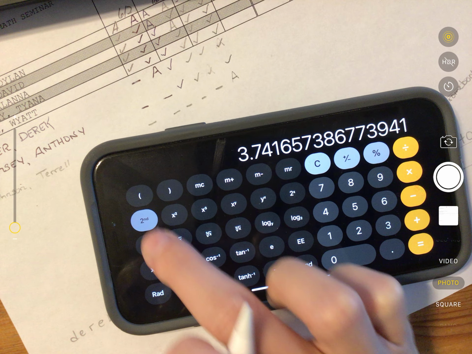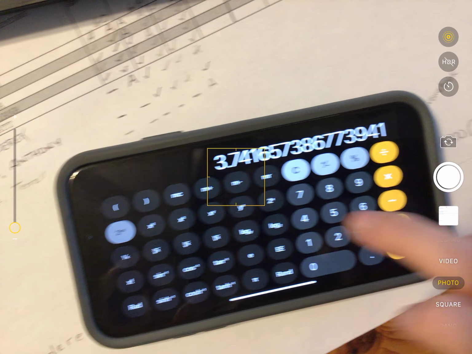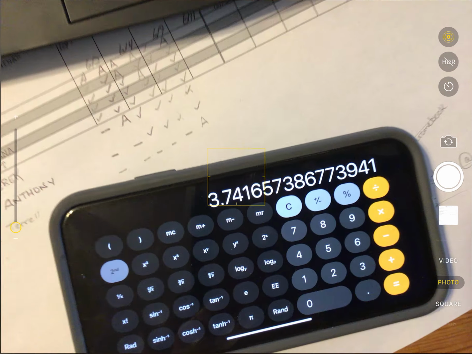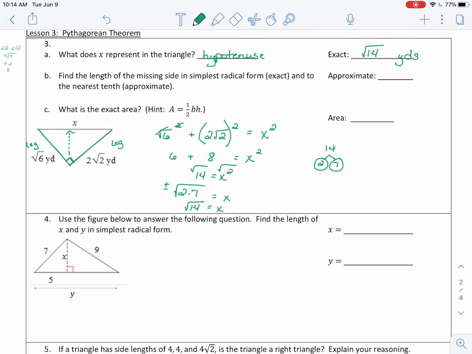If you're not seeing the square root, push the second button. Nope, square root should always be there. So, 3.74-ish. Let's see what I'm supposed to round to. It says to the nearest tenth, so it would be 3.7. The 4 makes the 7 stay the same. So that's my approximate length.